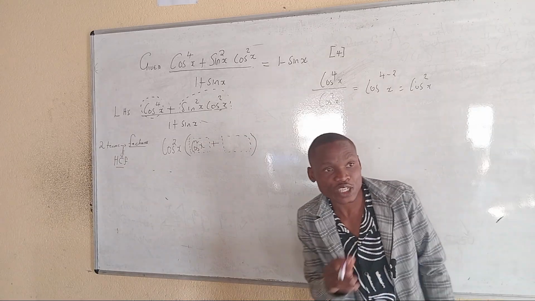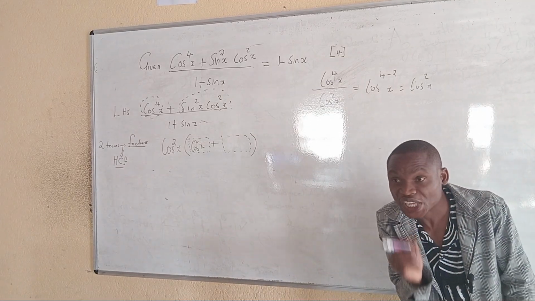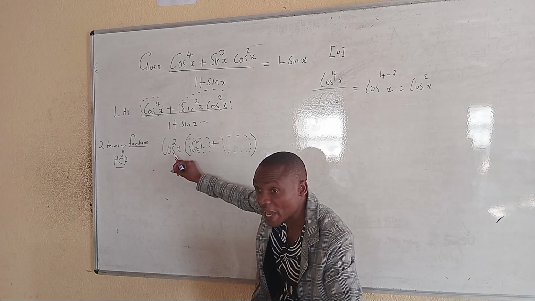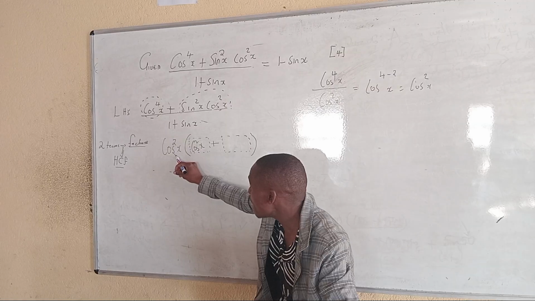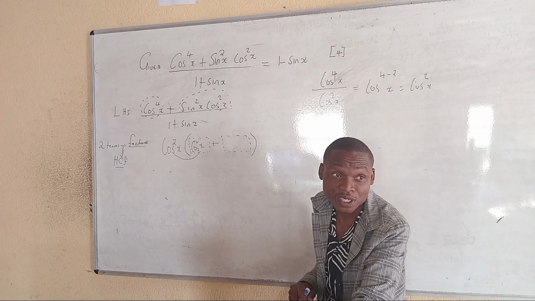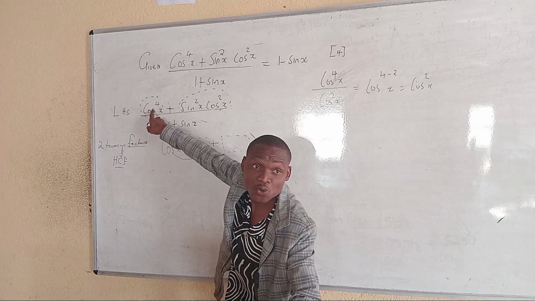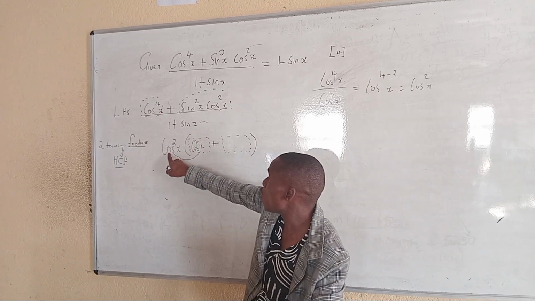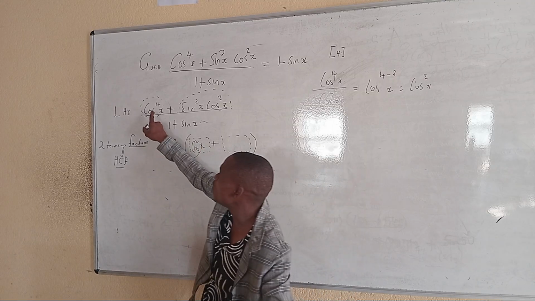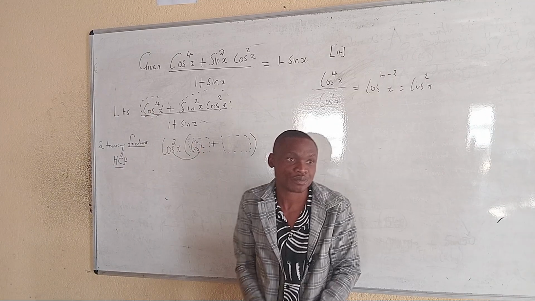Now, let's do a bit of a check. If we take the common factor and multiply it with the first term inside the bracket, it must give you cos to the exponent 4. If you say cos squared x times cos squared x, it must give you cos to the exponent 4.